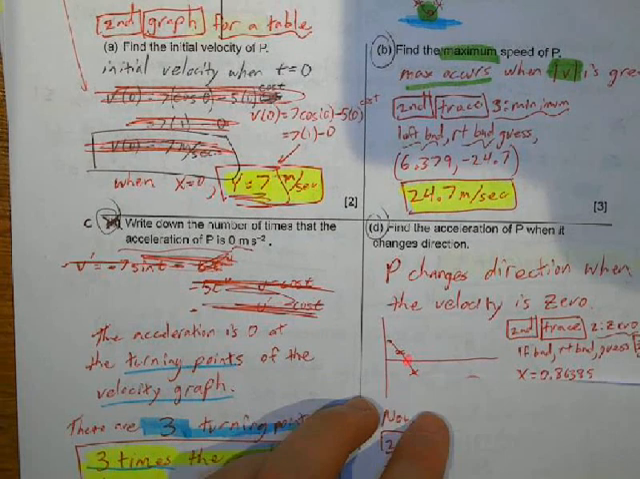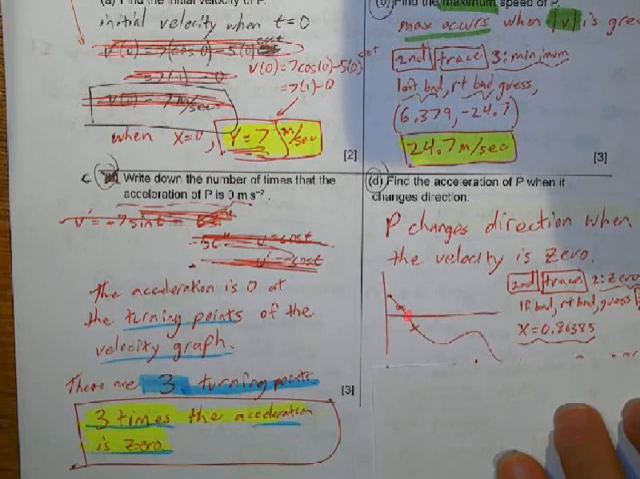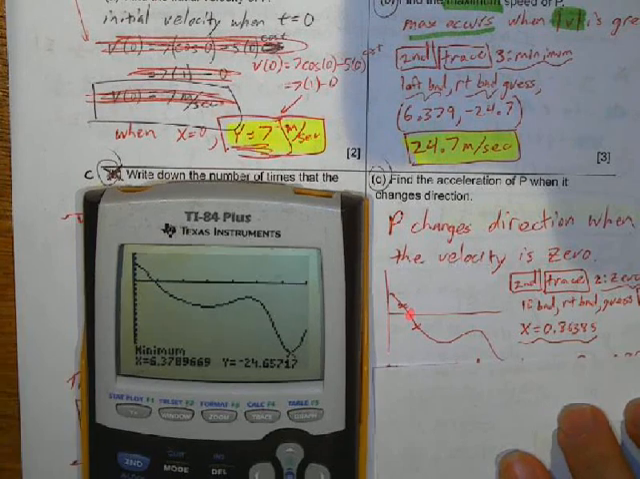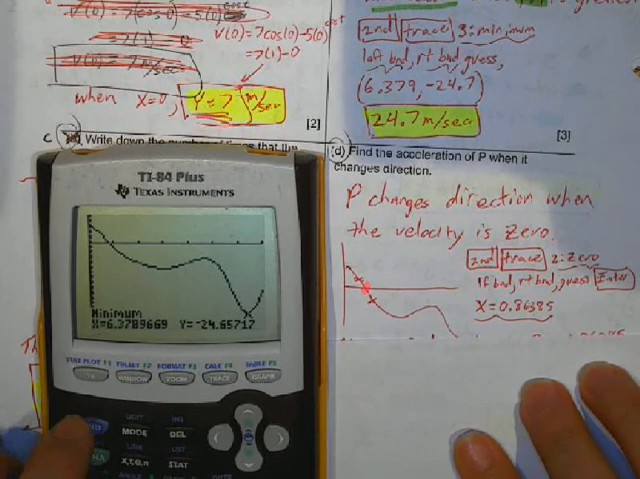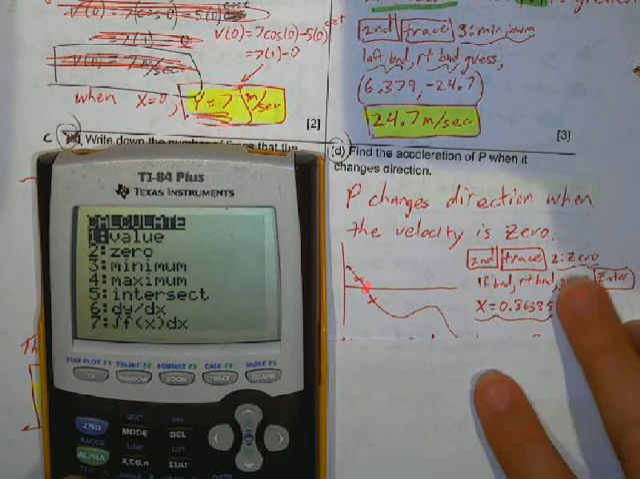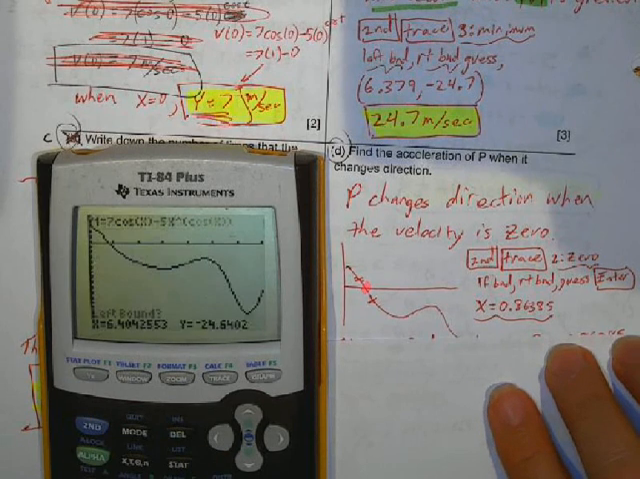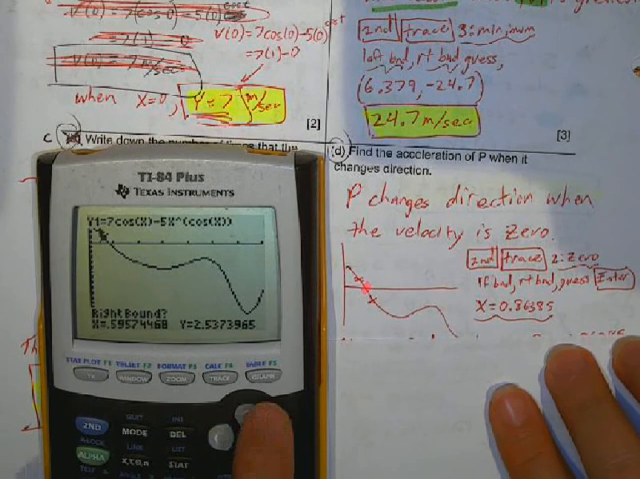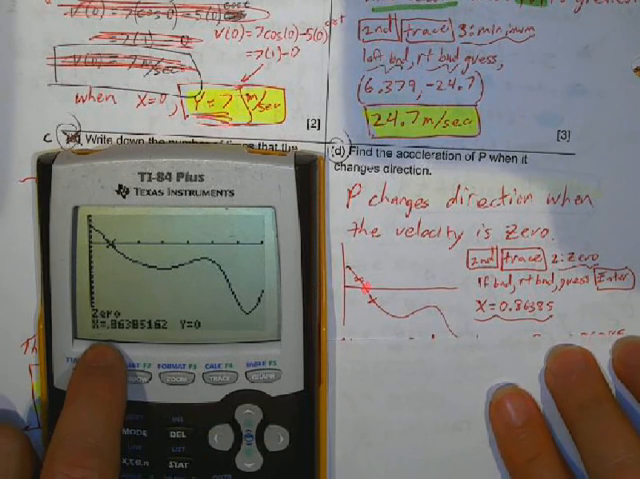So if I use my calculator, I can figure this value out. I do second trace. I want to find that 0, enter, and then I need to do the left bound, right bound thing. Almost there. Okay, enter, enter, enter. And then you're going to see that x is equal to 0.8638.